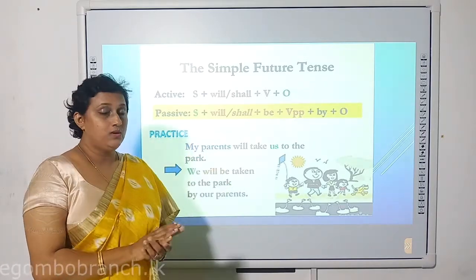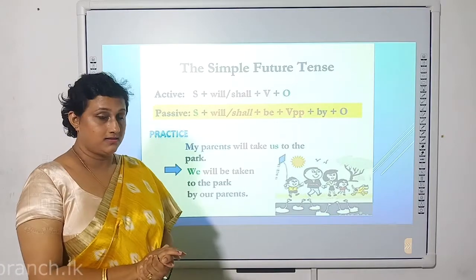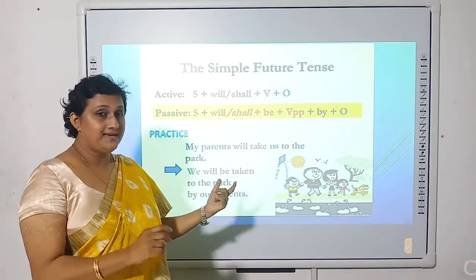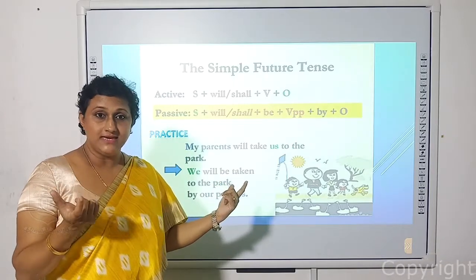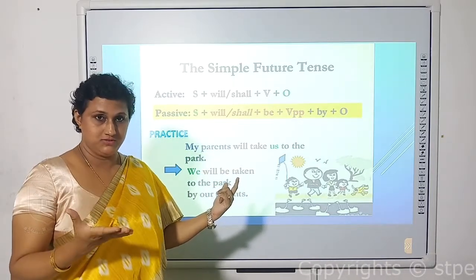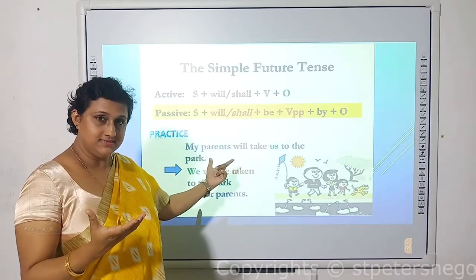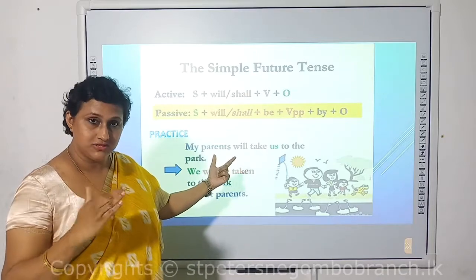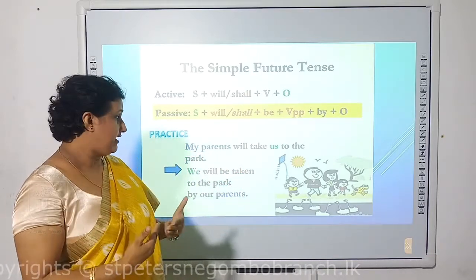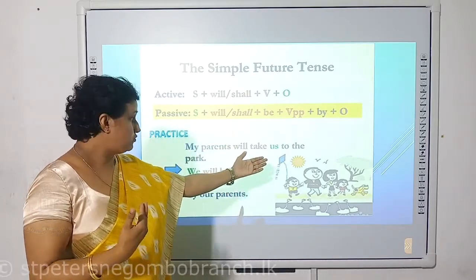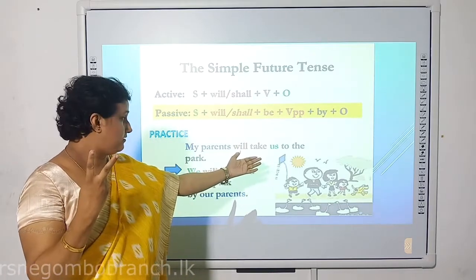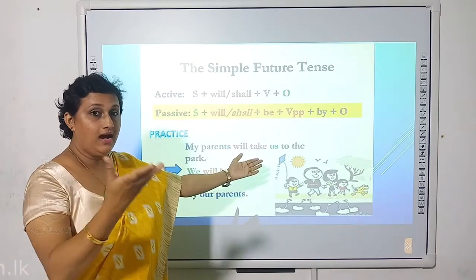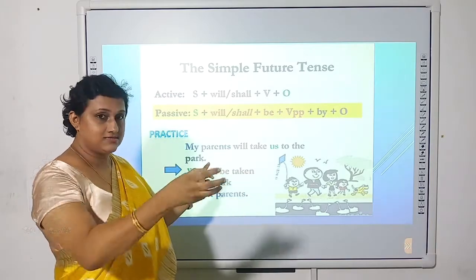My parents will take us to the park. So the verb is will take. The word will take belongs to simple future. So this is an active voice sentence, and the verb is given in future tense. So it has to be changed. Will take is the verb. So we'll take the second location, that is my parents, the subject. My parents will take what? Us. To the park is the rest of the thing, right?